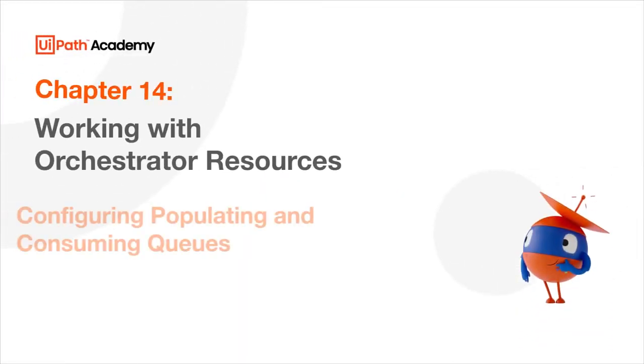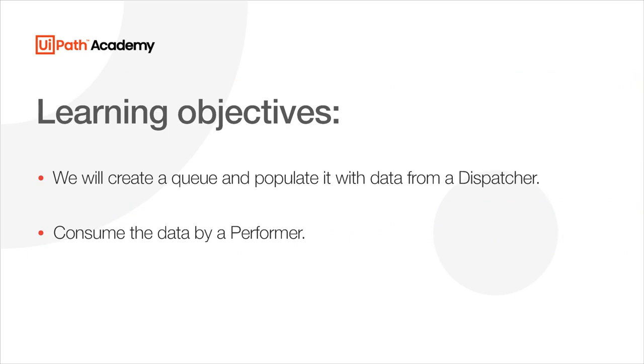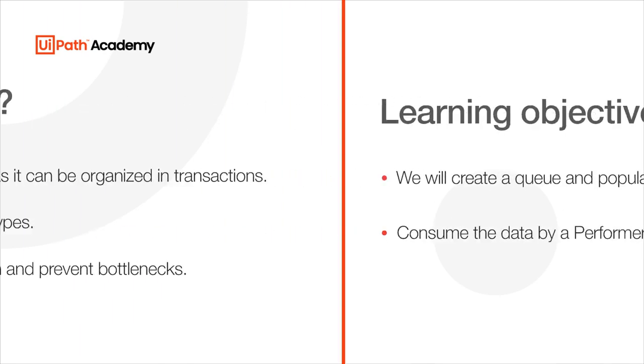Hello and welcome back. In this video, we'll learn how to work with queues in Orchestrator. We'll start by creating a queue in Orchestrator, populating it with data using an automation, typically called a dispatcher. Then, we'll consume the transactions in the queue using another automation. This type of process is typically called performer. Let's begin with a quick overview.